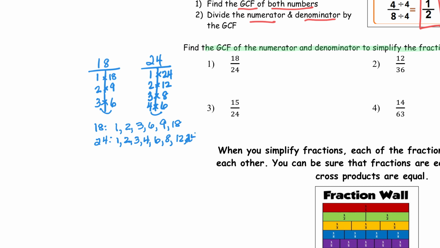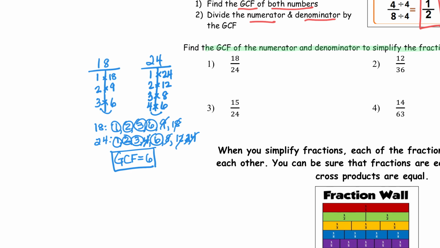Okay, this is 24. All right, so when I compare 18 and 24, I see that 1 is in both. I see that 2's in both. 3's in both. Is 4 in both? No. Is 6 in both? Yes. 9 in both? No. 8 is not in that one. 18. All right, so I think I'm done here. So for this here, the GCF is equal to 6. The biggest factor that goes into 18 and 24 is 6.